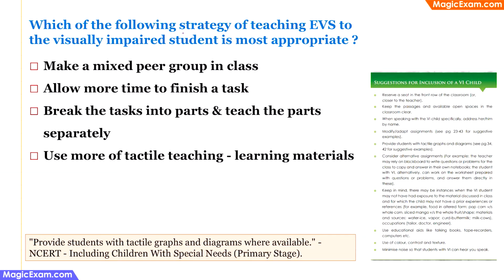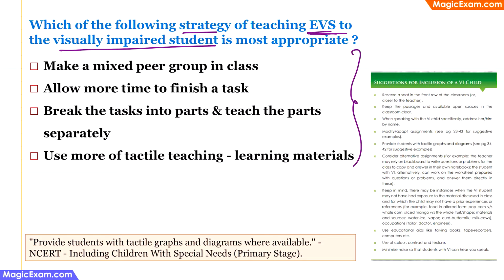Which of the following strategies of teaching EVS to visually impaired students is most appropriate? That is, if children have difficulty in seeing something, they might not be completely blind, but they have other types of visual disabilities, then what is the most appropriate way of teaching EVS to such children? Now, this can be answered both from a theoretical perspective and also by just looking at all the answer choices.